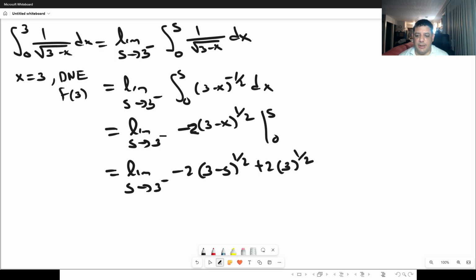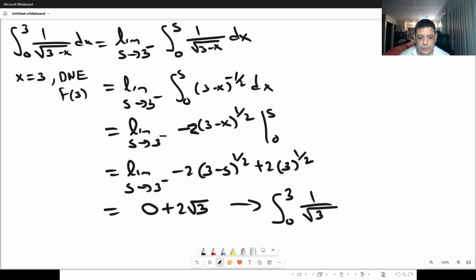Now when x is going to 3, the factor 3 minus x is going to 0, and the square root of 0 is 0 as well. So this is going to be 0 plus 2 square root of 3. So this means at the end that the integral from 0 to 3 of 1 over square root of 3 minus x dx is going to give me 2 square root of 3, and this is a convergent integral.